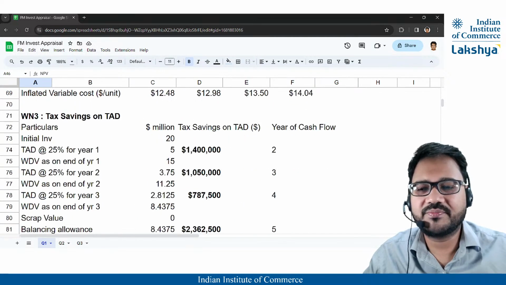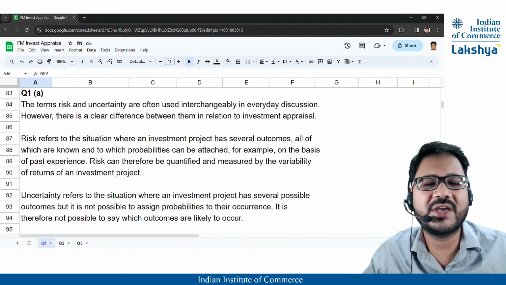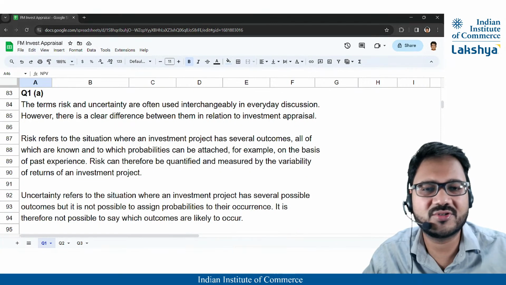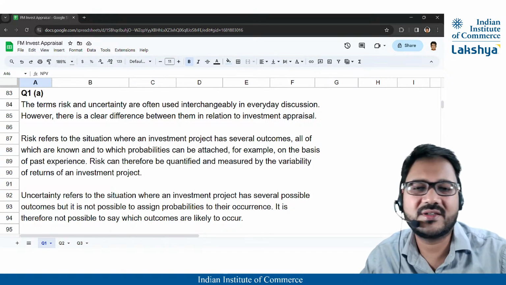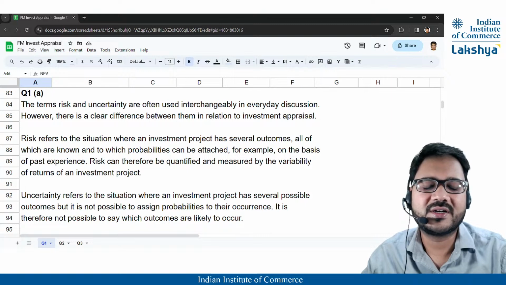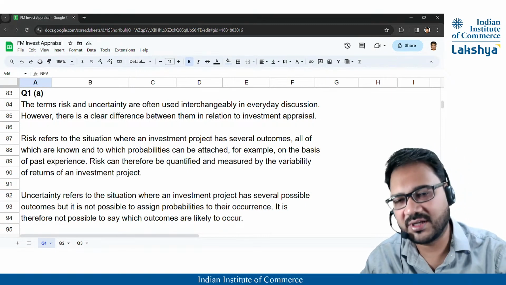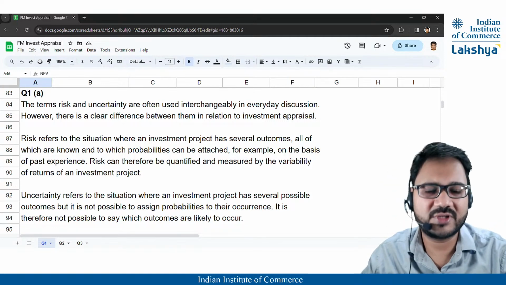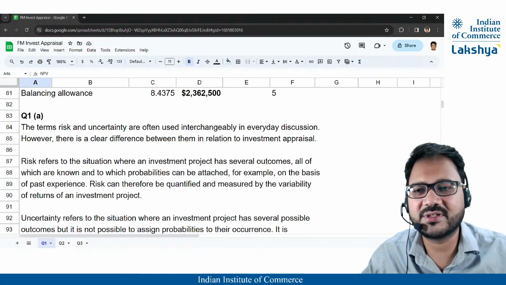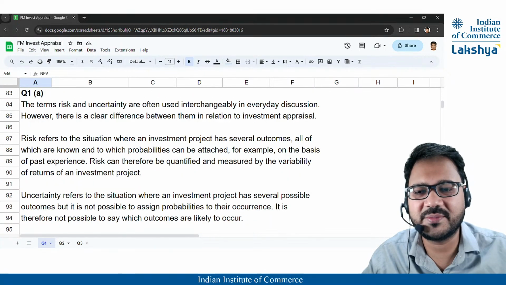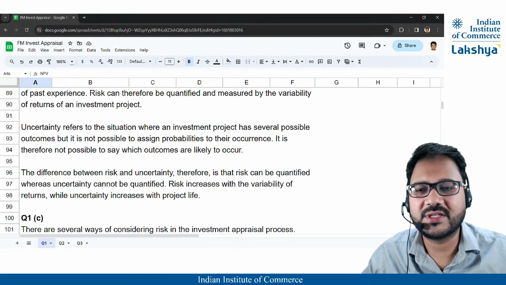Right. Moving on to the theory part. So, risk and uncertainty. Now, we have already discussed the theory. While we are reading the question, I've already discussed that risk is quantifiable, uncertainties are not quantifiable. Risk you can assign probabilities, uncertainty you cannot assign probabilities. Okay, so just read through it. You can take a pause, read the 3 paragraphs, then take a pause and read the last paragraph.